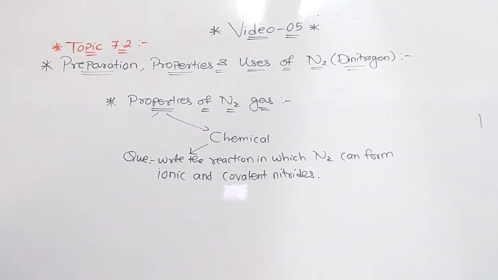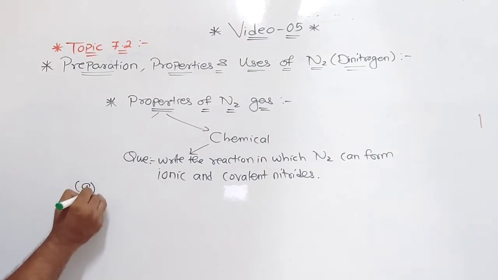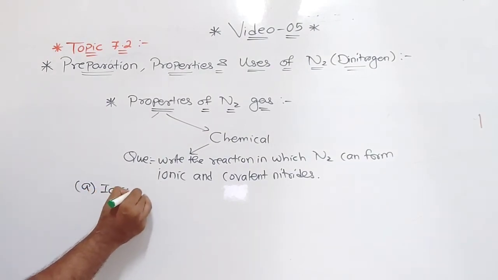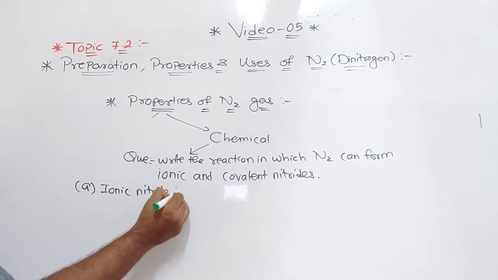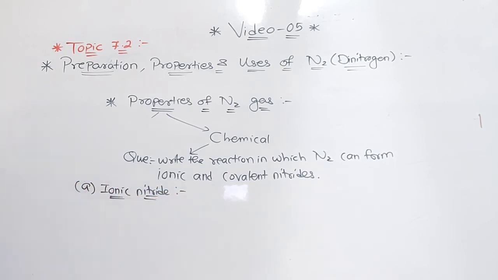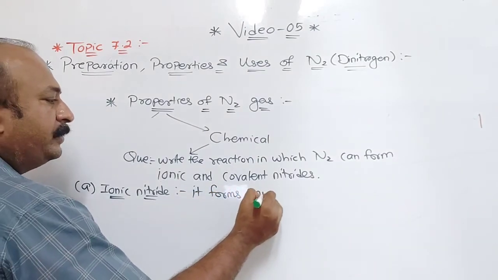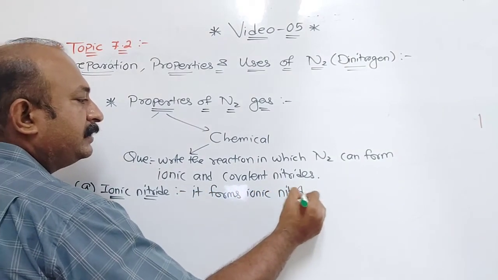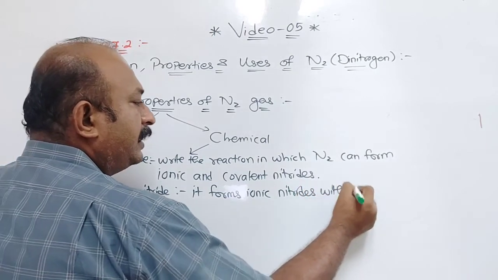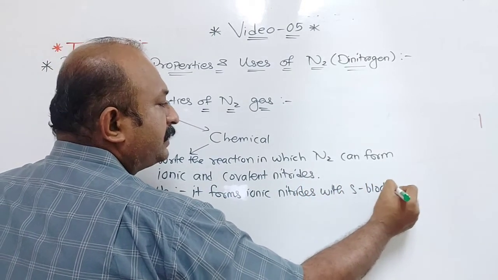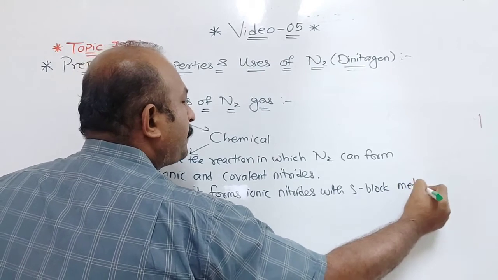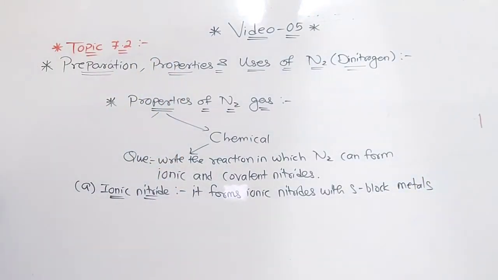Now suppose the ionic nitrides, when we say, which nitride? Ionic nitride. Clear? In your textbook, I think one example is given. You can see there. It forms ionic nitride with s-block metals, with s-block elements. Understood? So in that, lithium will come.